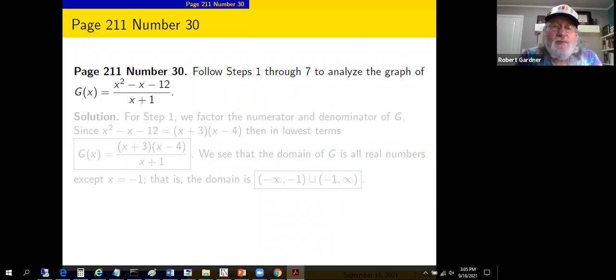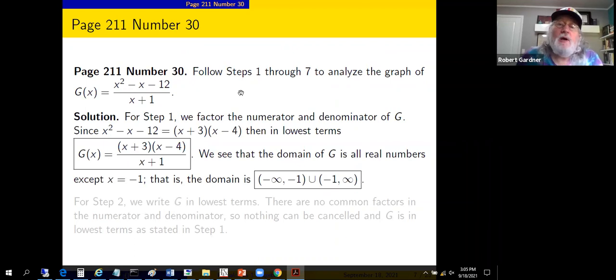Same story, different function. Here we've got g of x is x squared minus x minus 12 over x plus 1. Step 1, factor numerator and denominator. X squared minus x minus 12, the numerator factors into x plus 3 times x minus 4. FOIL it out and you'll see, in fact, that's true.